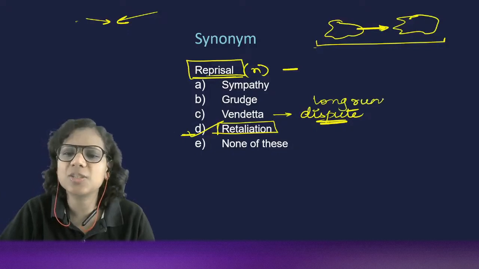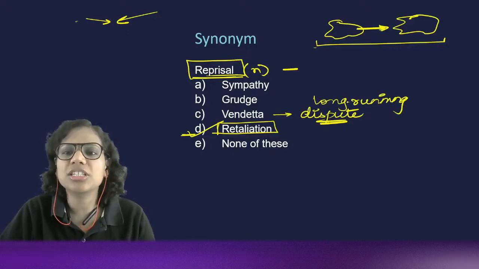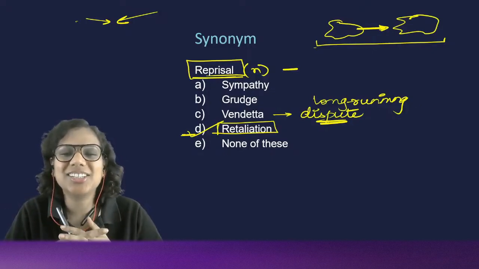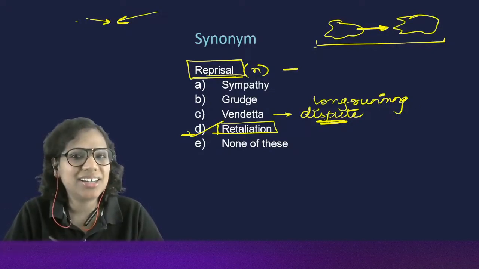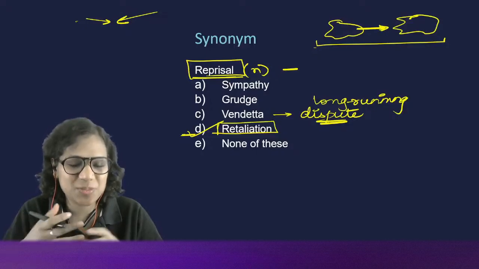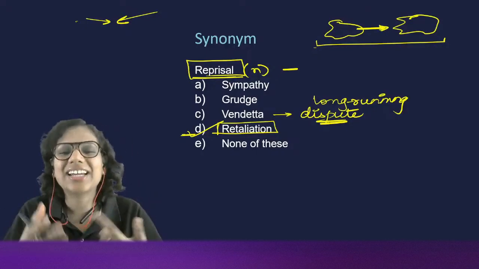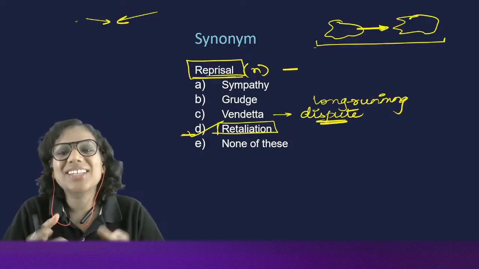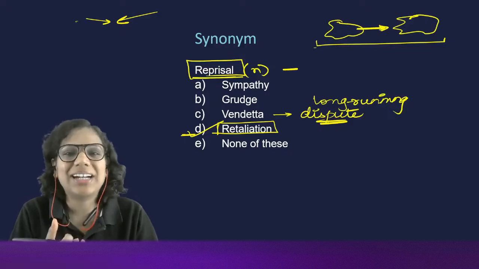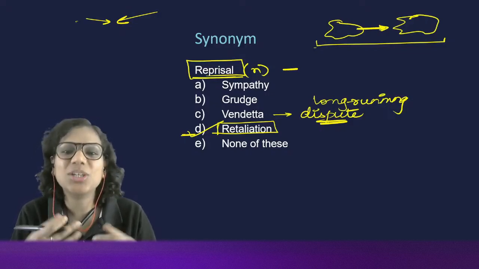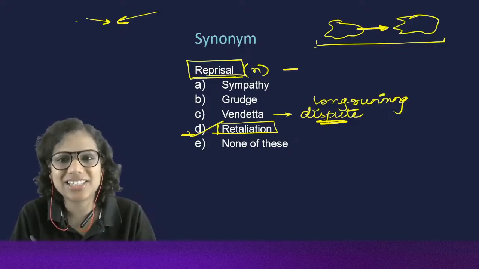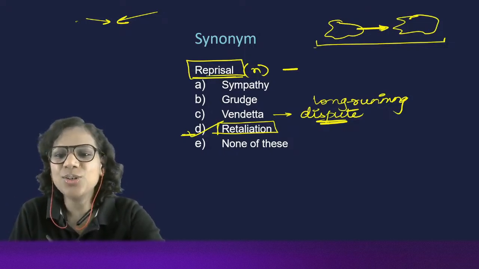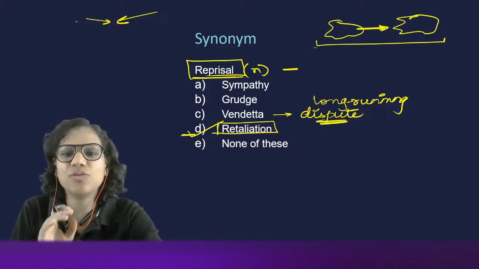any long running dispute. So if, for instance, in the UK you see that the media portrays this princess, the actor who's now a princess, oh my god, I forgot her name. They usually portray her in a bad light, so we can say that the media has a vendetta against her, right? I hope now you've understood the meaning of vendetta very clearly.